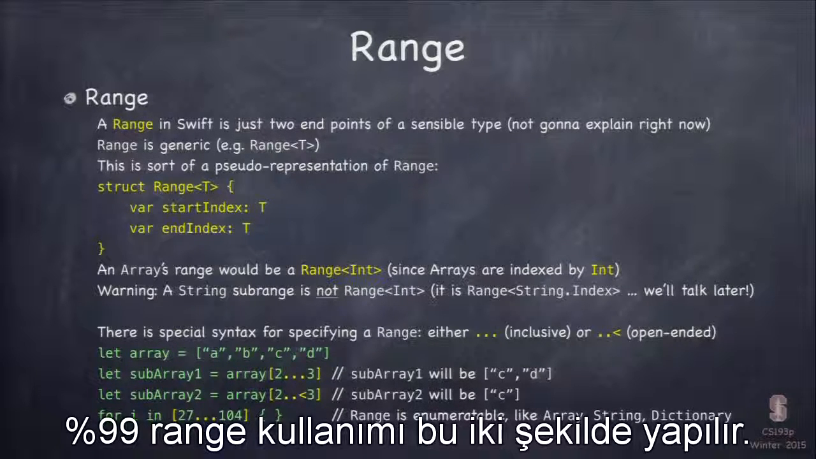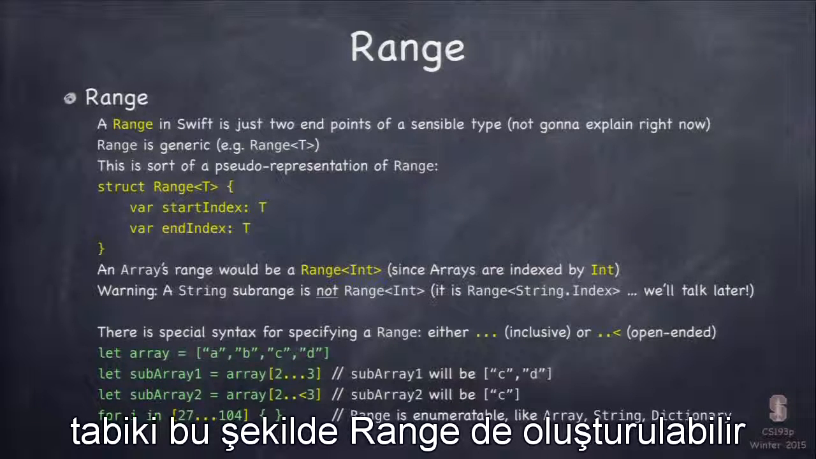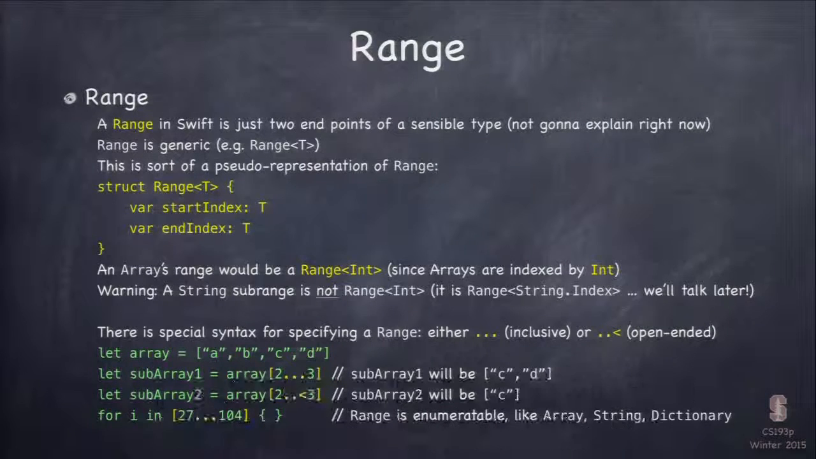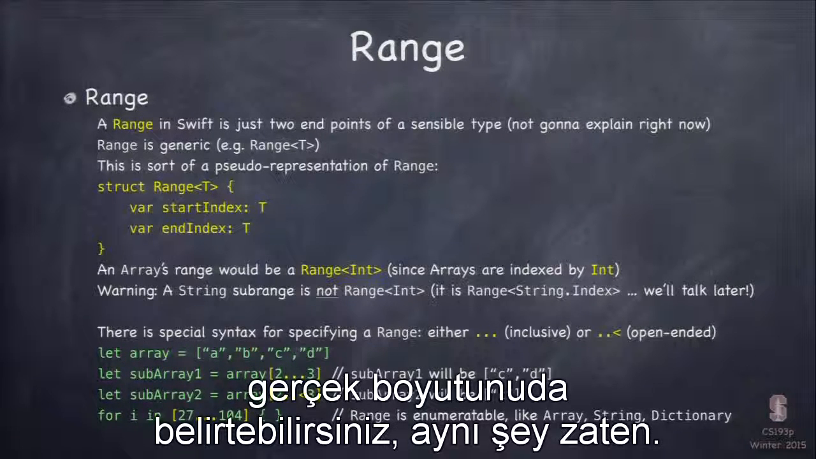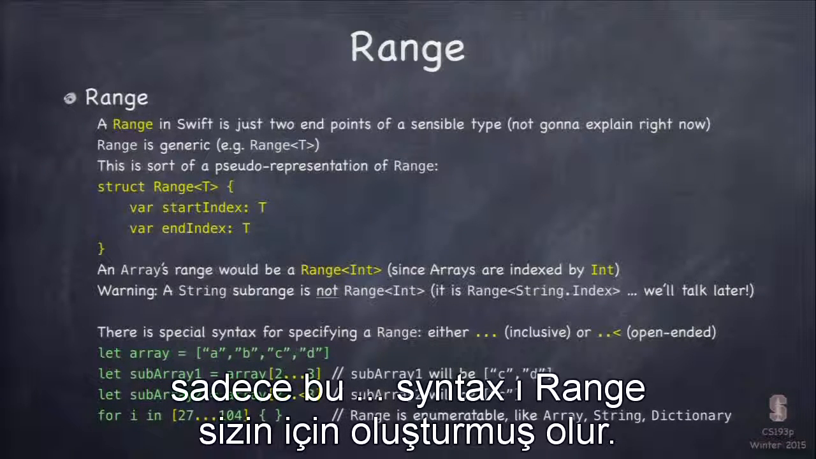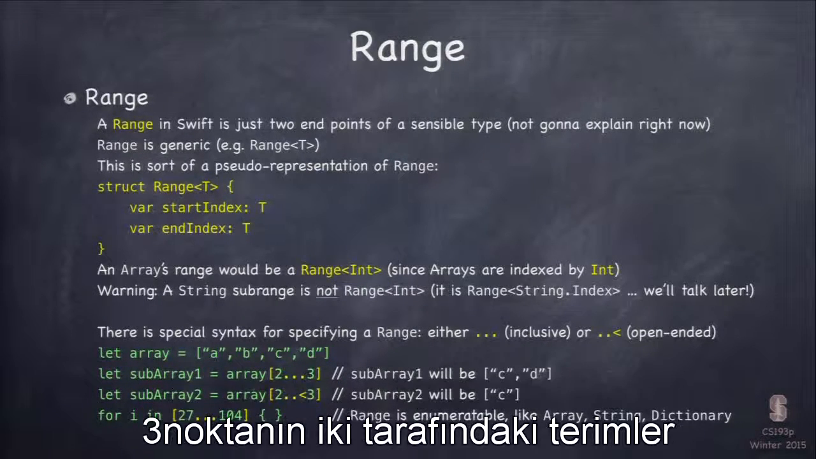99% of the time we don't use the range struct to do it, although you could create a range struct and you could pass it as an argument to anything that takes these dot dot dots. You could put an actual range in there as well. Okay, they're the same thing. It's just that the dot dot dots are syntax to create that range for you.